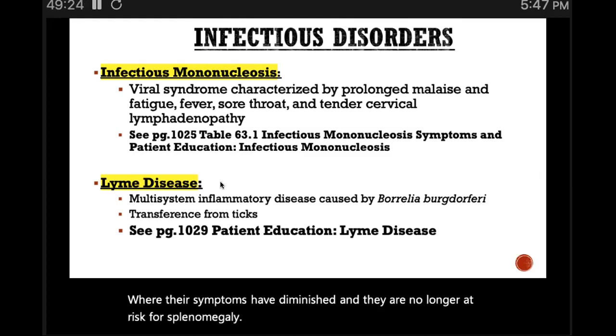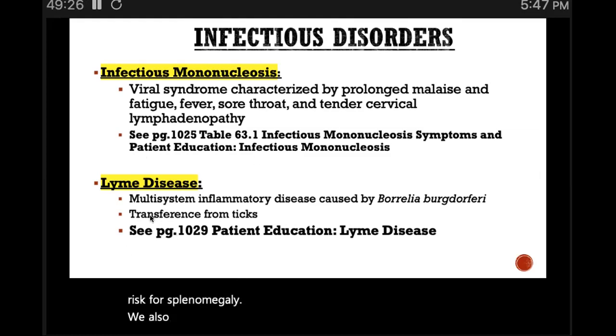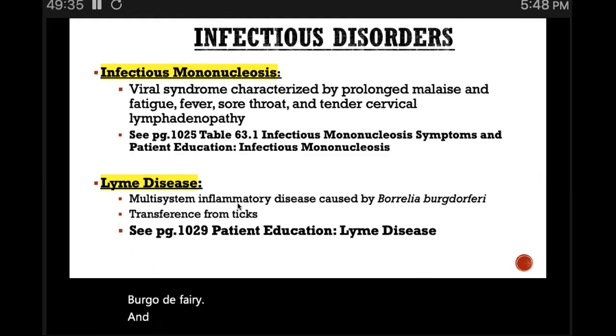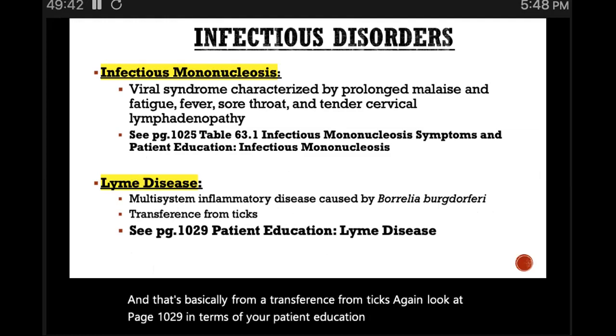We also have Lyme disease, which is a multi-system inflammatory disease caused by Borrelia burgdorferi. And that's basically from transmission by ticks. Again, look at page 1029 in terms of your patient education and Lyme disease.